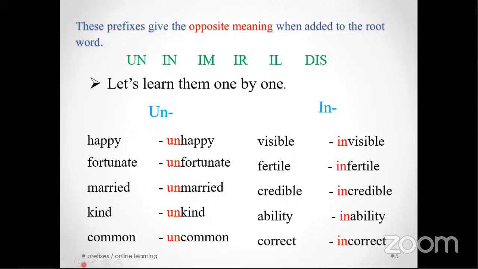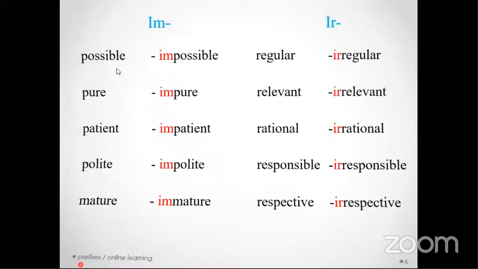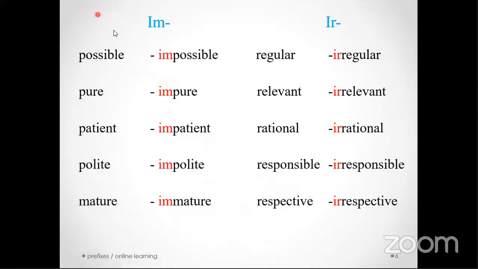Next prefix. Another two prefixes, im and ir, right? I-M and I-R. Look at these words. The word is possible, hakiyi. With the prefix im, it becomes impossible and it gives us the opposite meaning. Impossible, nohakiyi.